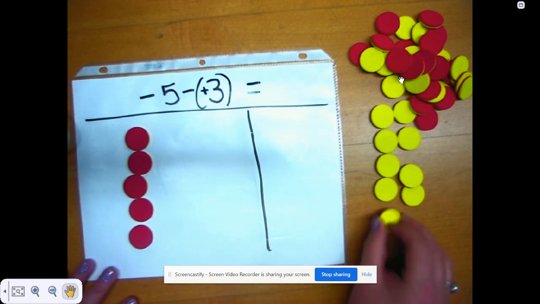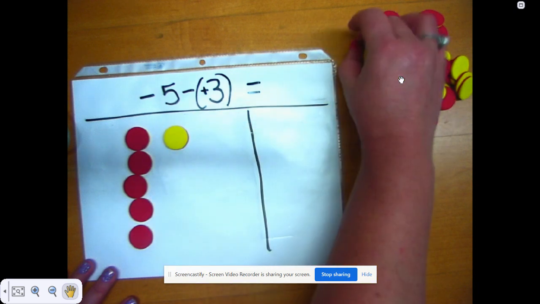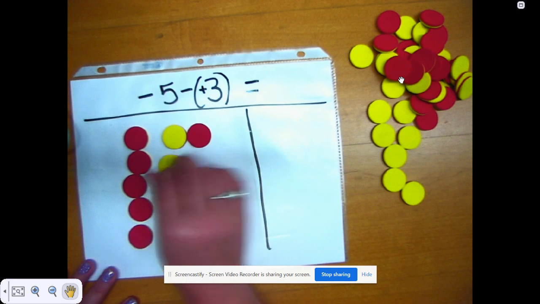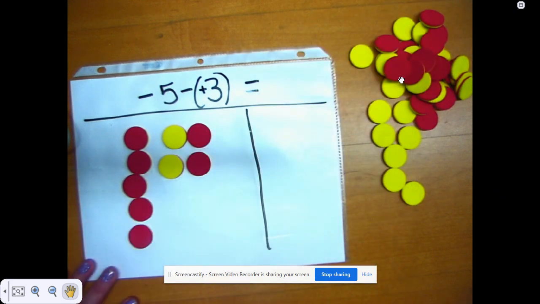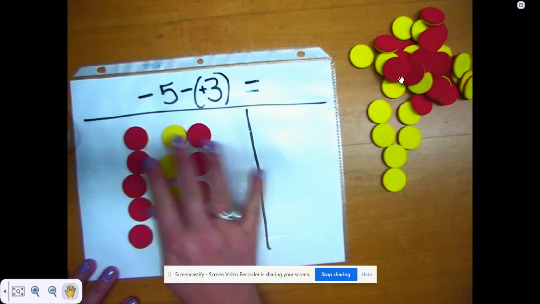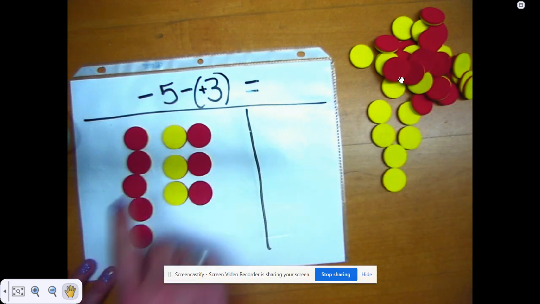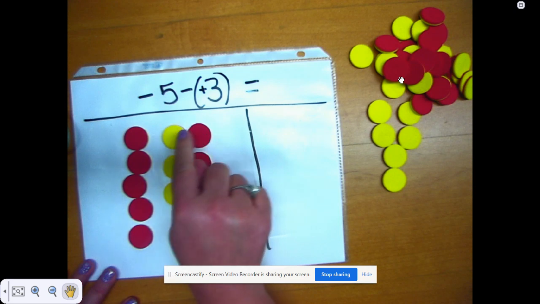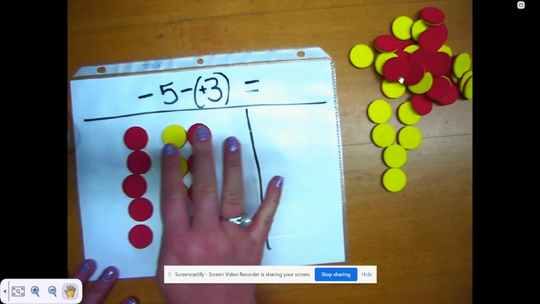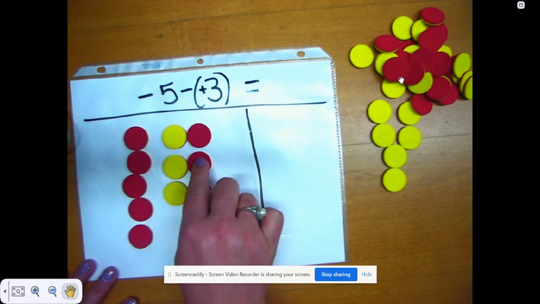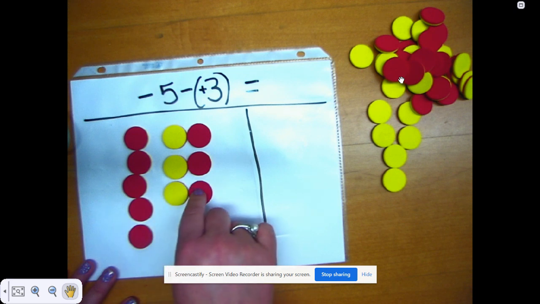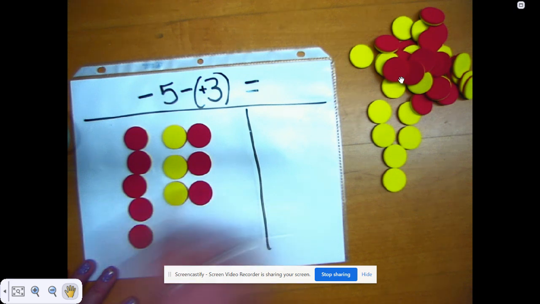So a zero pair is a positive and a negative. Positive, negative. Positive, negative. Again, this equals 0. Positive 1, negative 1 equals 0. So it's really not there. Positive 1, negative 1 equals 0. Not there. Positive 1, negative 1 equals 0.